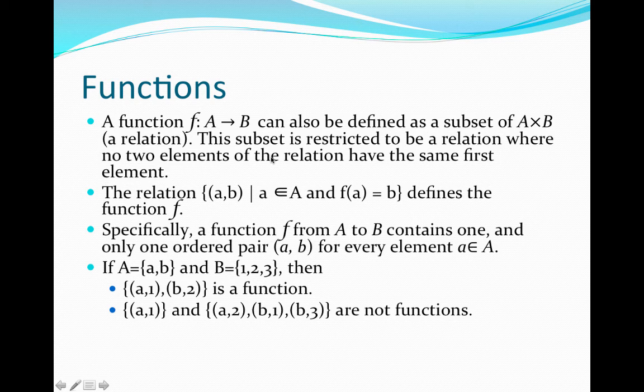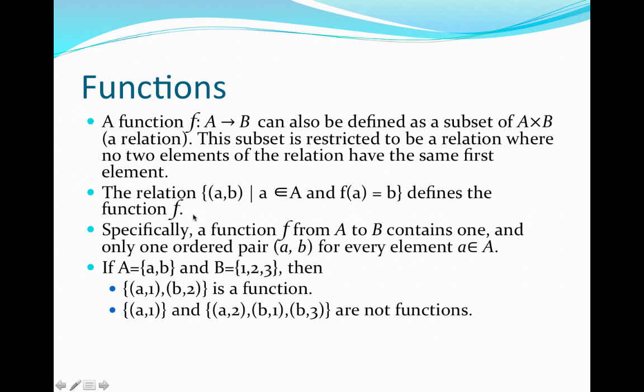So in particular, it would be a subset of A cross B. It would be a collection of ordered pairs, one from an element of A and one from an element of B, so that each element of A occurs in exactly one pair and is assigned to exactly one element in B. So that is the definition of a function in terms of a relation.